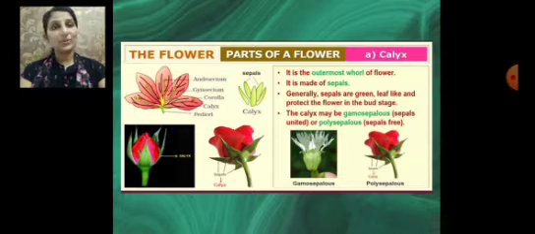The calyx, which is made up of the sepals, can be free, and such a calyx is called polysepalous. So there are two types of calyx: gamosepalous, in which the sepals are united, and polysepalous, in which the sepals are free from each other.